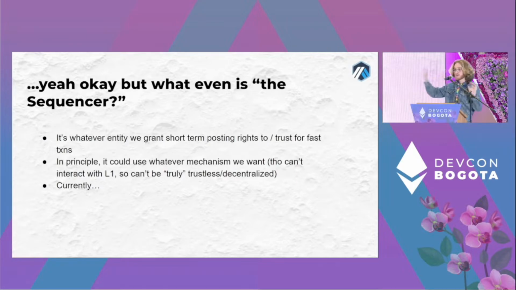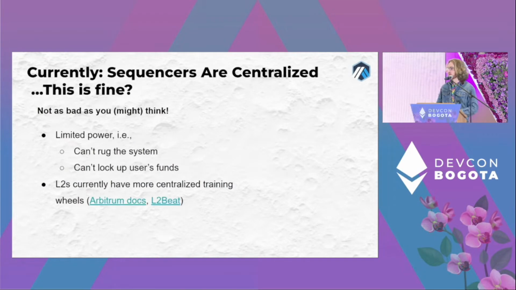So the current state of affairs for what sequencers actually are in layer 2, as far as I can tell, is that most of the major layer 2s are centralized. If somebody did something fancy on a layer 2 that I don't know about, you can yell at me afterwards, I apologize, but generally speaking, sequencers are centralized. That's the status quo.